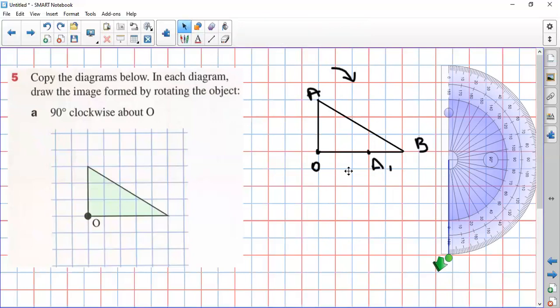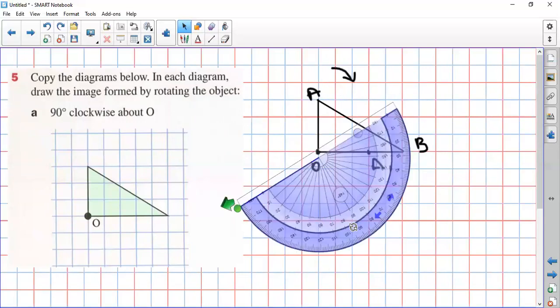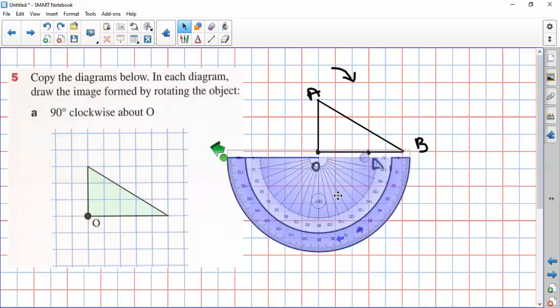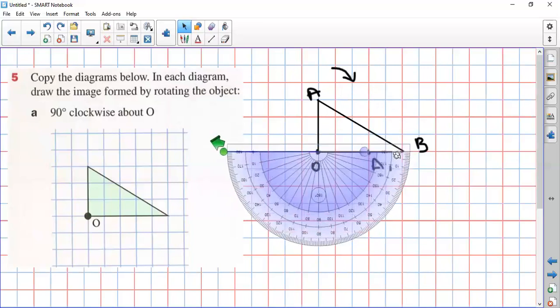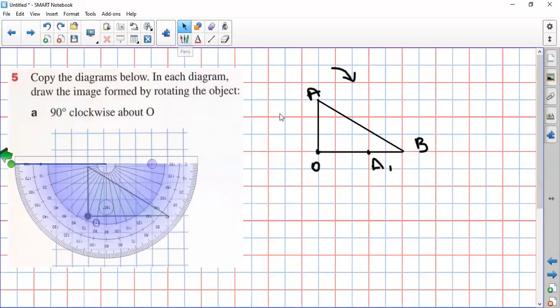Okay, A1. The same thing is repeated for B. First, I have to put the protractor on the side OB. The center of the protractor must be on point O, of course. And now, from B, I have to go 90 degrees in the clockwise direction. It means I will come here. So point B will be in this direction and the distance will be the same as OB, which is 5 squares away. It means it will come here, 5 squares in this direction. So this is B1. And as we said, O will remain the same. Now you can join these points.